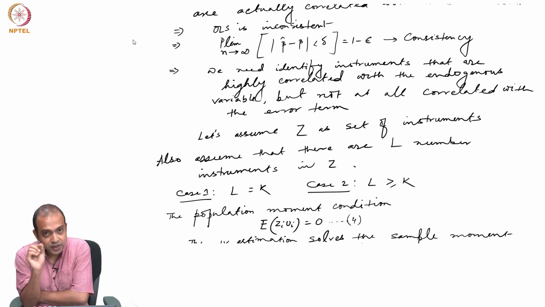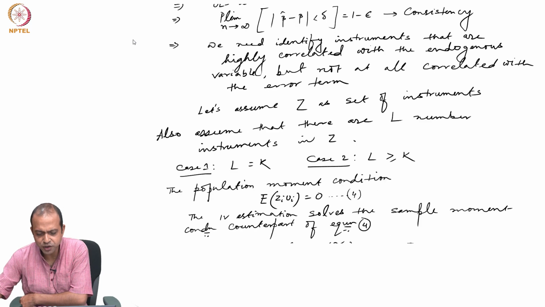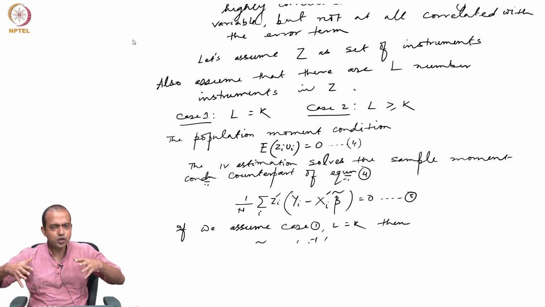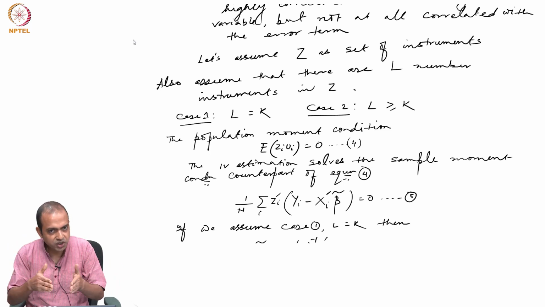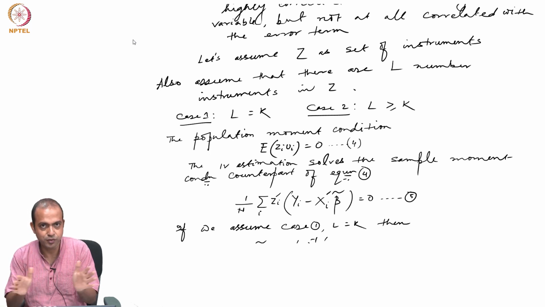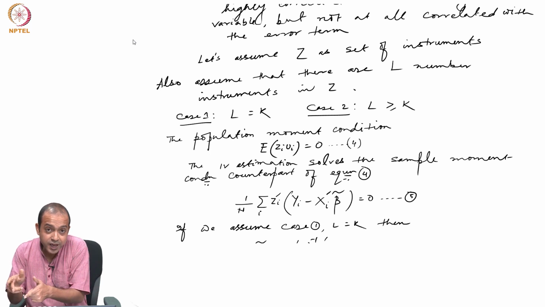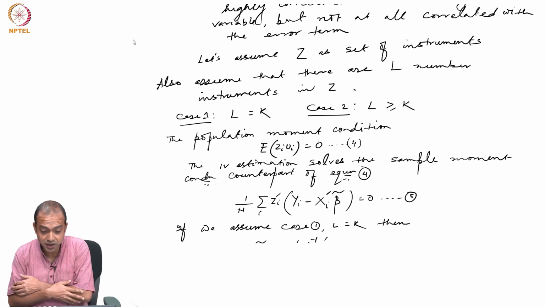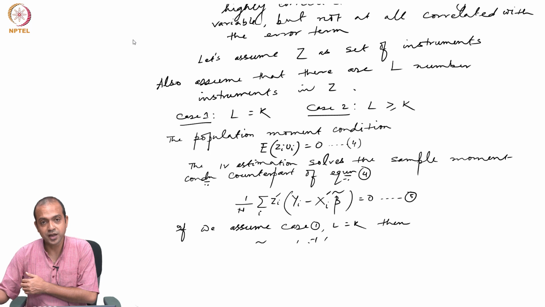So when you have endogeneity issues in the model, what do we need to do? We need to identify instruments that are highly correlated with your endogenous variable but not at all correlated with the error term. Let us assume that Z is a set of instruments, and we can assume two cases. Let us say that Z consists of L number of instruments. In the first case, we assume L equals K, where K is the number of parameters to be estimated from the model. Now, if K is less than L, that means you have more instruments than the number of parameters to be estimated, then we get a case of GMM.